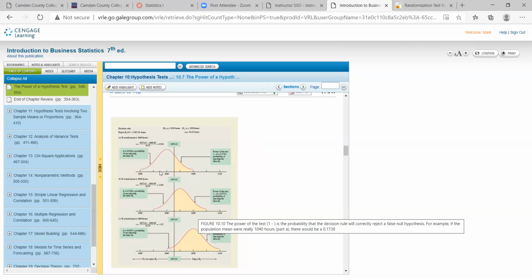So 1,040 is here, and here's our sample statistic, and here's the probability of having that sample statistic or greater, given that the null hypothesis is false. This is our power of the test, this number here, which is 0.1736. The probability of not rejecting the null when the null is false, in the case of mu being 1,040, this area here is beta.